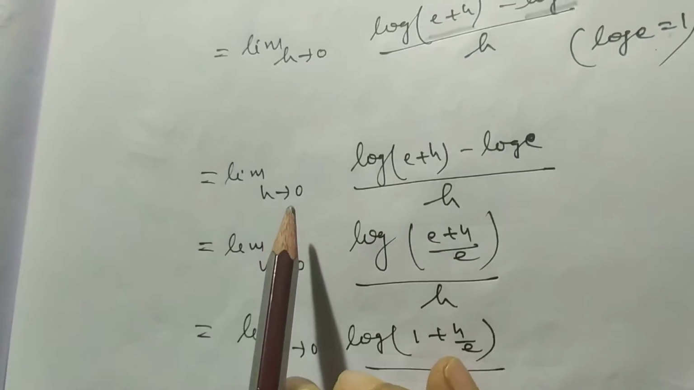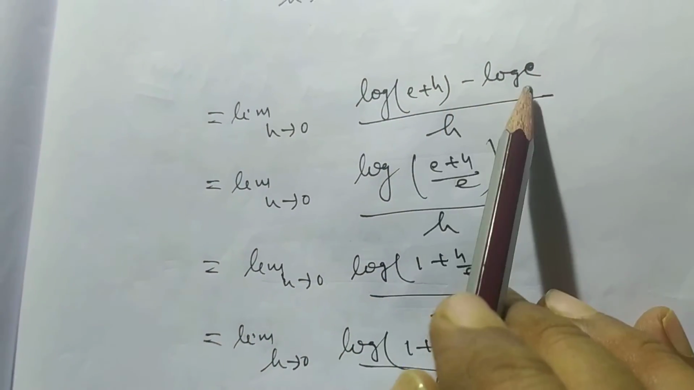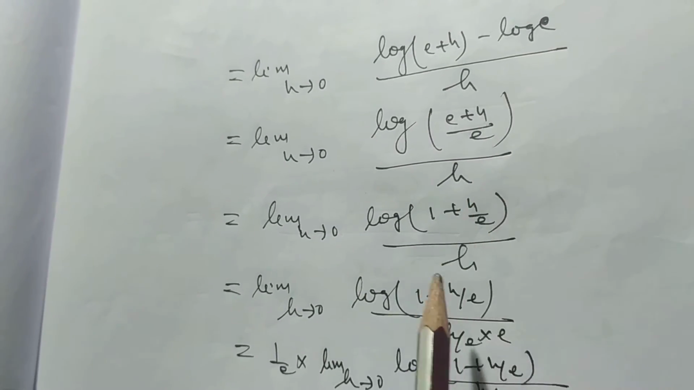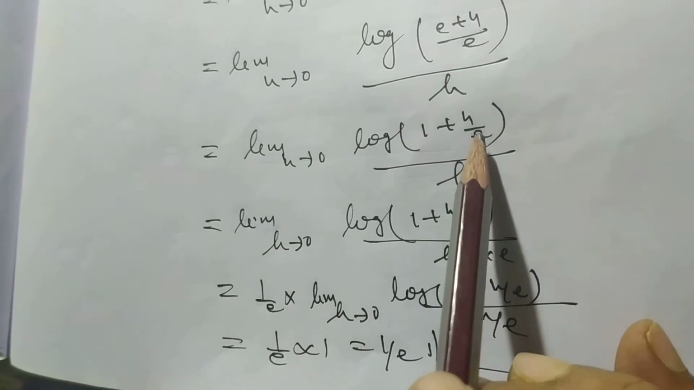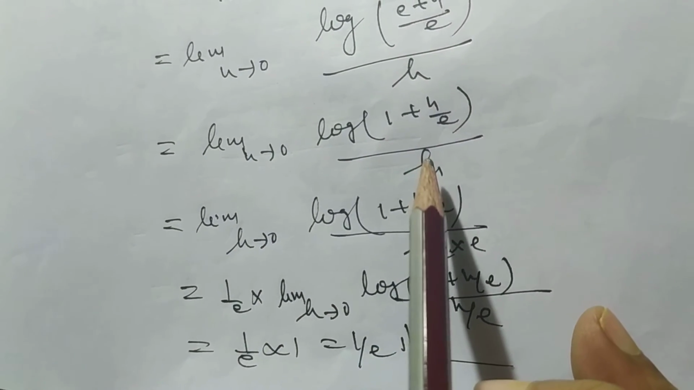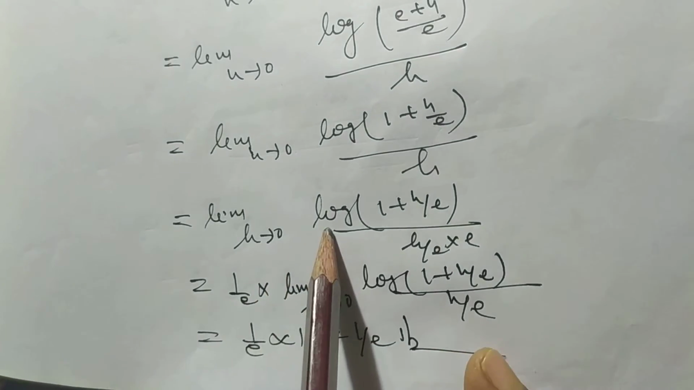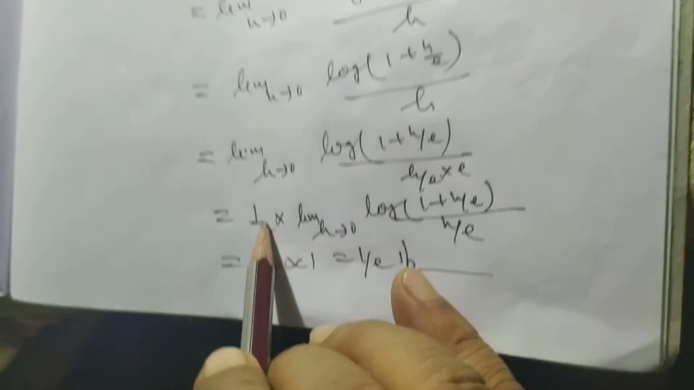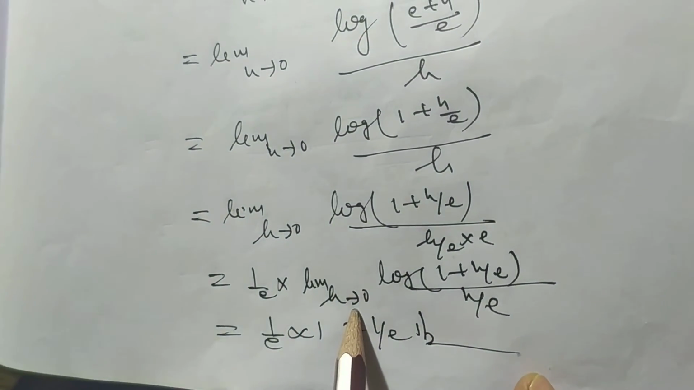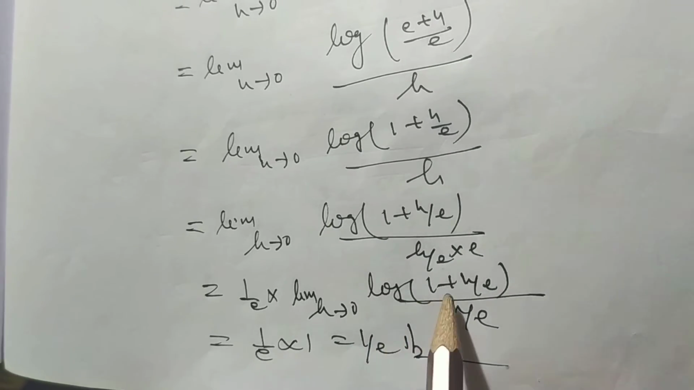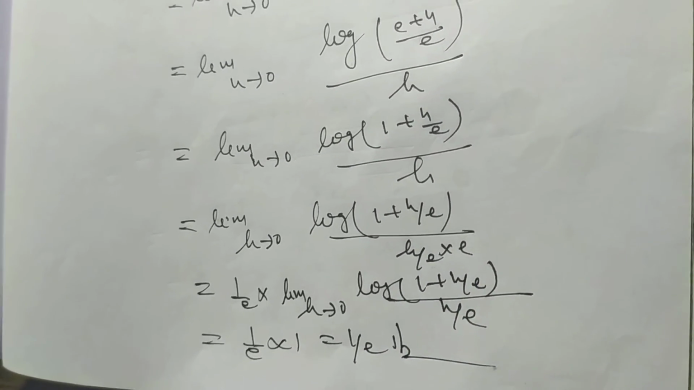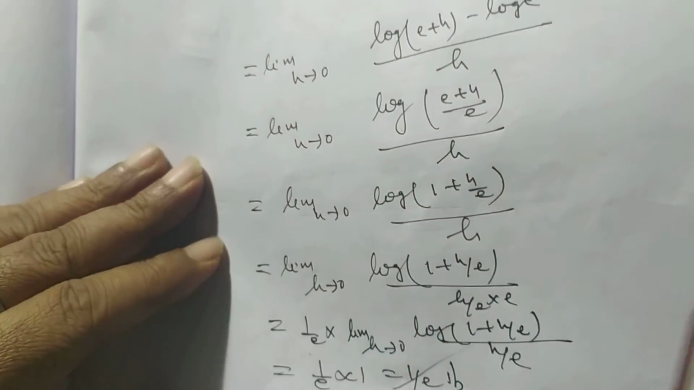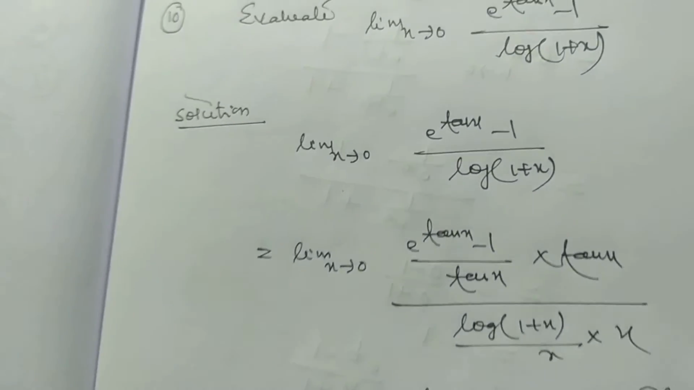So now it is on the formula. Limit h tends to 0, (log e plus h minus log e) by h. It will be limit h tends to 0, log of (e plus h) by e divided by h. Limit h tends to 0, log of 1 plus h by e divided by h, that is 1 by e into limit h tends to 0 (log of 1 plus h by e) divided by (h by e). So this value is equal to 1. So it will be 1 by e into 1, that is 1 by e. In this way you can solve this important problem.